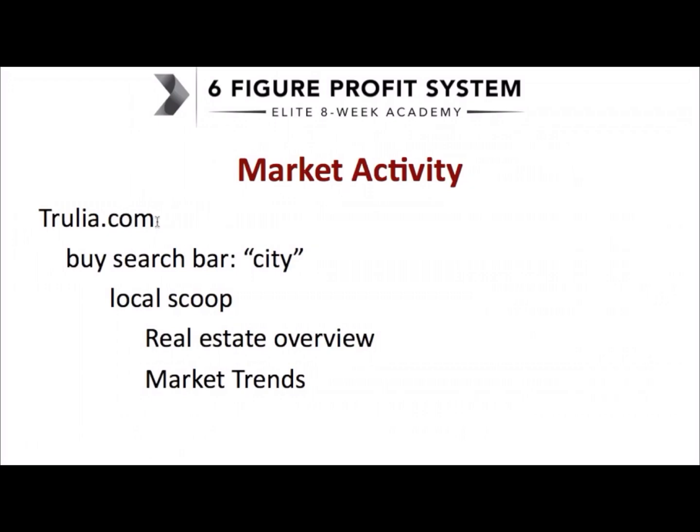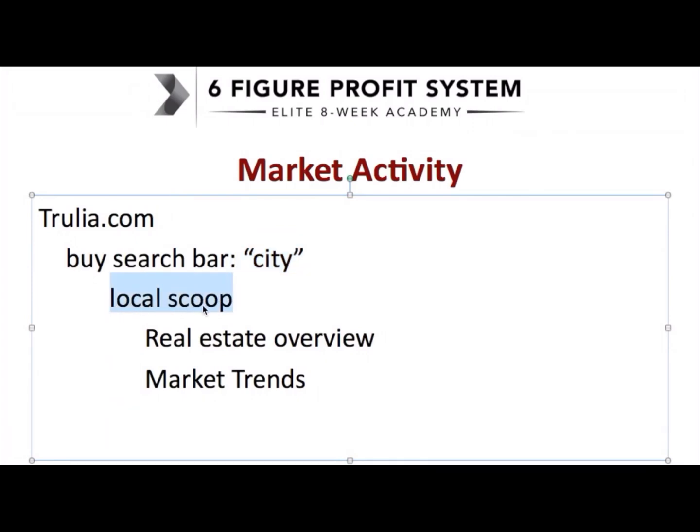Just to explain it so you can come back to this or have it as a reference, we're going to go to Trulia.com. We're going to put in the search bar the city that we want to research. Once it pulls that up, we're going to click on a tab called Local Scoop, Real Estate Overview and Market Trends. I'm going to show you this, so don't worry, but I want to get it on the screen so you can reference it if you need to. Plus you can watch what I'm about to do as well. So let's go ahead and do that. I'm going to pause for a second, and then we'll pull up Trulia.